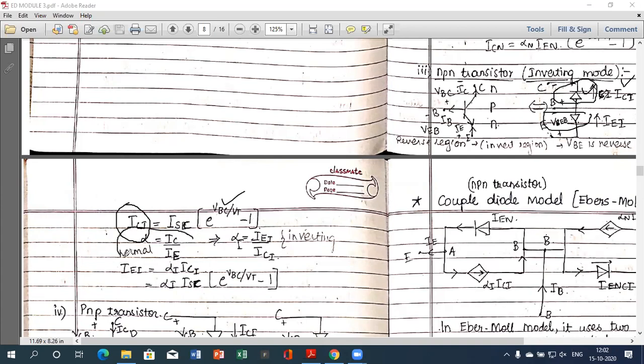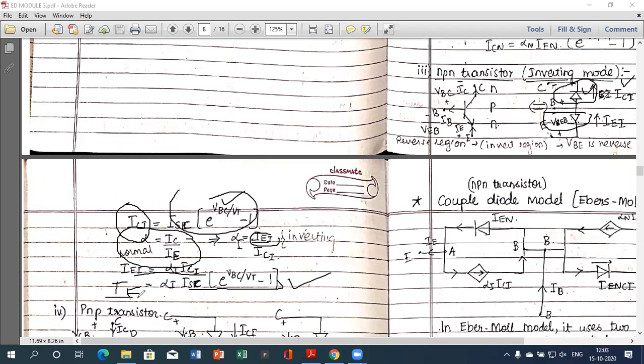As we know, for normal mode alpha is nothing but IC by IE. For inverting mode, exactly opposite, that is IE by IC. Here I represents the alpha value in inverting mode. Therefore we can write IEI is nothing but alpha I into ICI. That's why it is written here: IEI equals alpha I into ICI. Here ICI is nothing but ISC into e raised to VBC by VT minus 1. Now this is the equation for IEI.